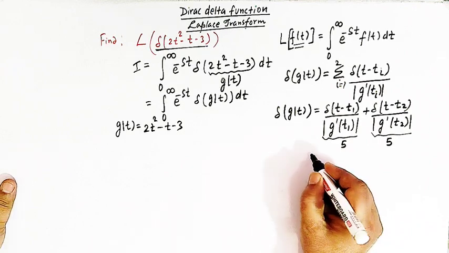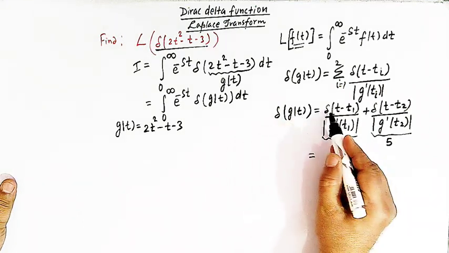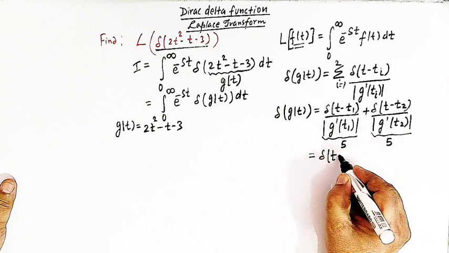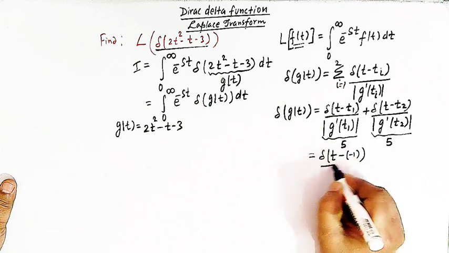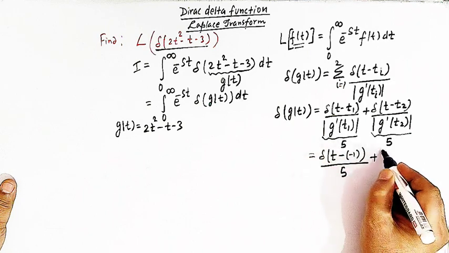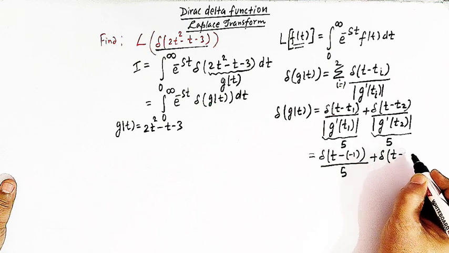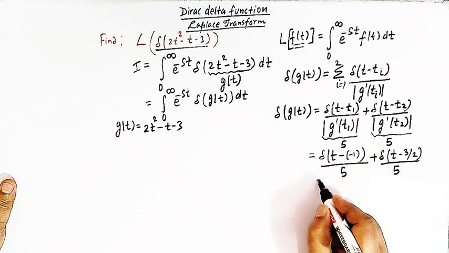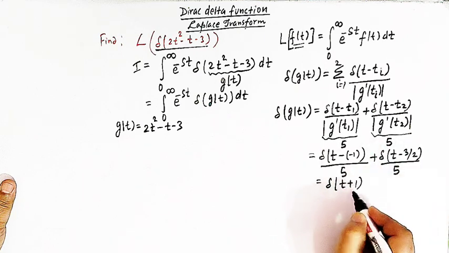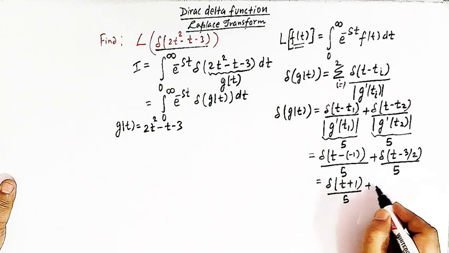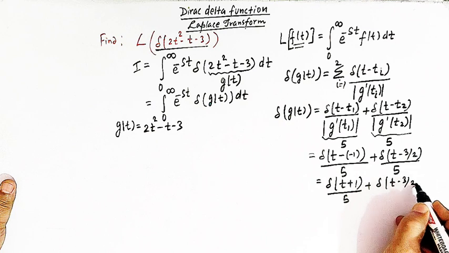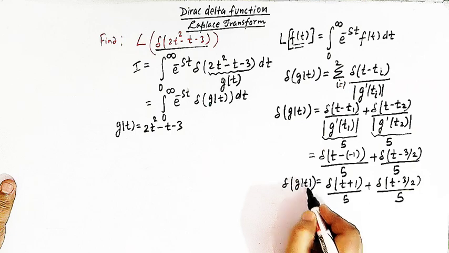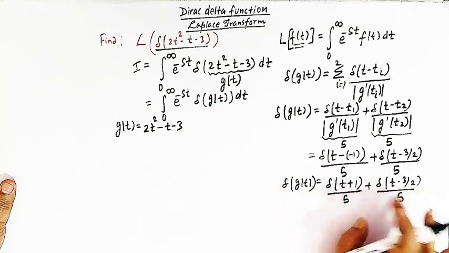So now let us write the value of delta of g of t. So we have delta of t minus t1, where t1 is minus 1, and here we have 5. Then we have delta of t minus 3 by 2, and here also we have 5, right? So now we have delta of t plus 1 over 5, and delta of t minus 3 by 2 over 5, right? So delta of g of t is now given by the sum of two delta functions.